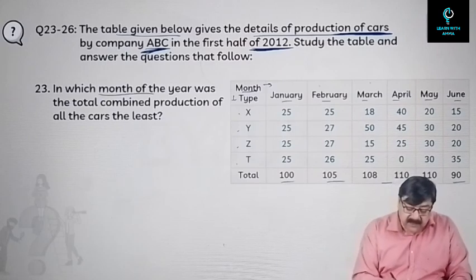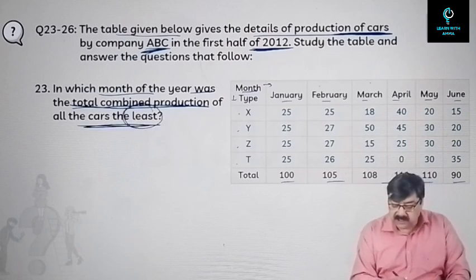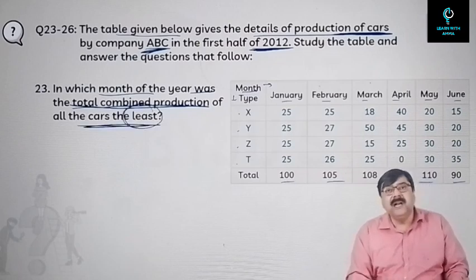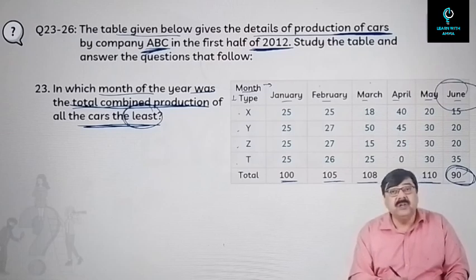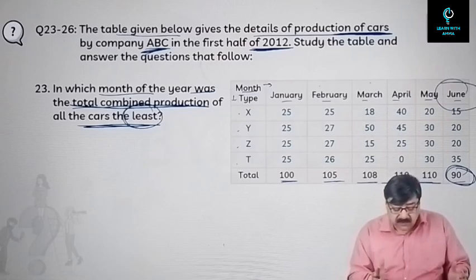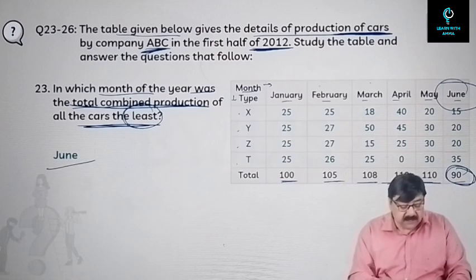Now in which month of the year was the total combined production of all the cars the least? Least is what we need. Well, you just need to look at these figures: 100, 105, 108, 110, 110, 90. 90 is the least of all these numbers, which is for the month June. So in the month of June, the combined production of all the cars is the least. So June becomes the answer.